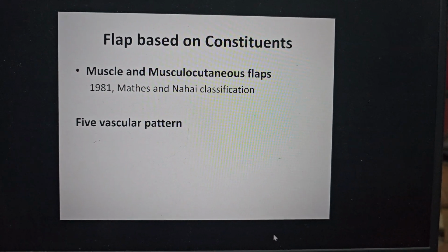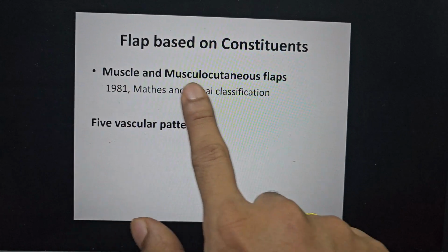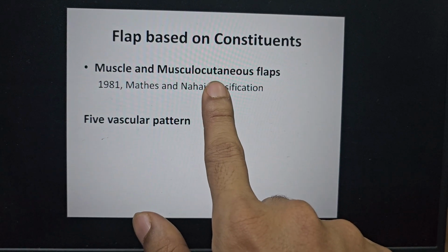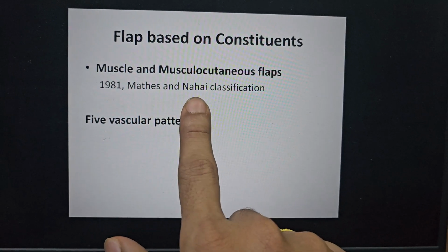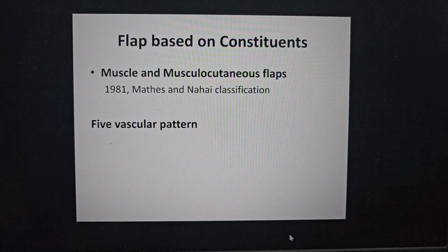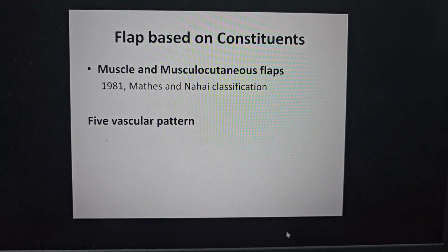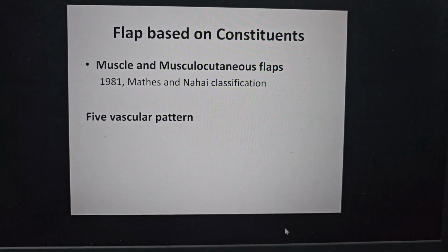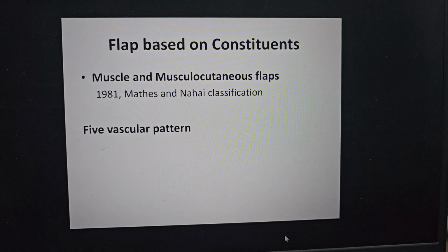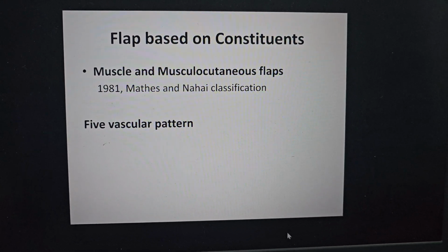So in this video, I am going to tell you about classification of muscle and musculocutaneous flaps. This classification was given by Mathes and Nahai in 1981. Basically, all the muscle flaps that can be used, like the latissimus dorsi muscle, gracilis muscle, gluteus maximus muscle, these can all be used as flaps.